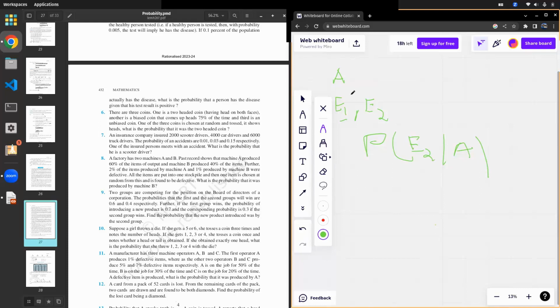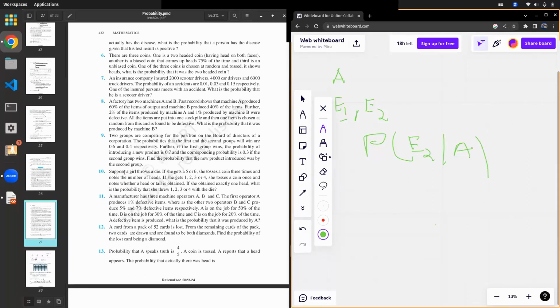We'll define events similarly. Let A be the event that a new product is introduced, E1 be the event that the first group has won, and E2 be the event that the second group has won. So we have to find the probability that the second group has won given that a product is introduced. This is also similar to the previous problem. We have to use the Bayes theorem and substitute the values which are given in the question. So after substituting values, we'll get the answer. So we move to the next question.